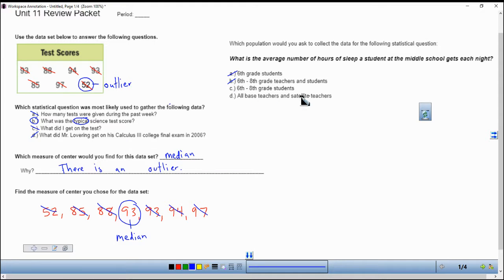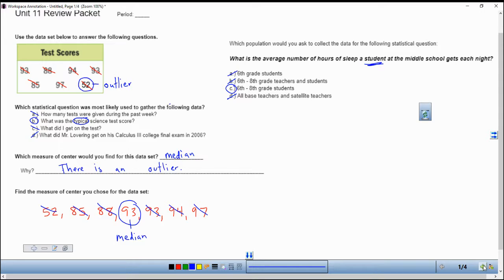Or all base teachers and satellite teachers. If the question was asking about teachers, that might be it, but I'm going to go with C because it's just the students. It's just the students we're asking. All right, let's go on to page 29, I think. Whatever the next page is, that's where we're going to go.